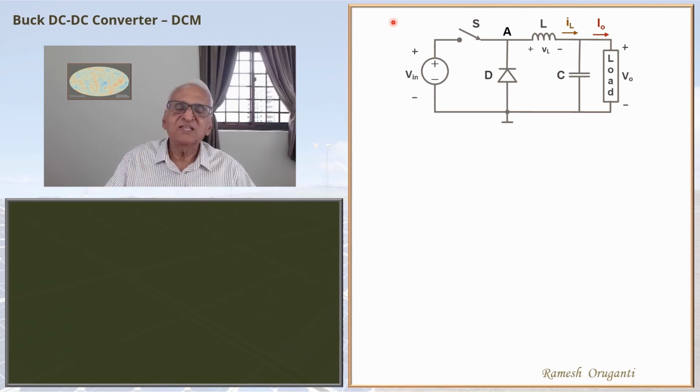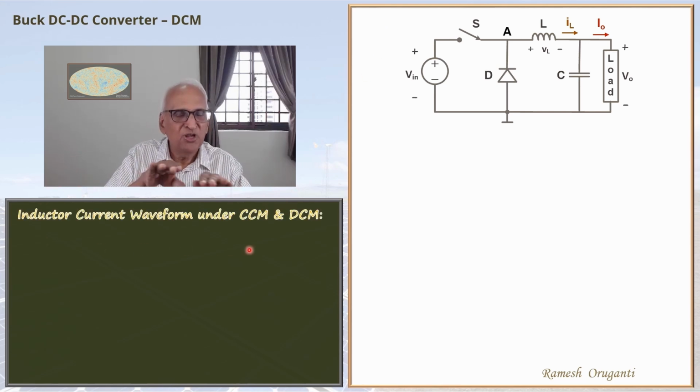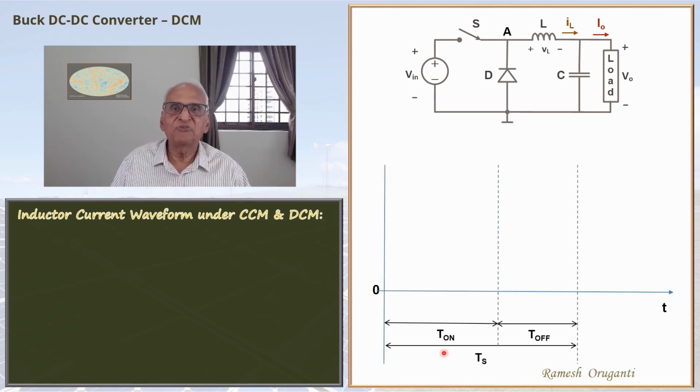It is not continuous in the sense that we are going to define. We will now see the inductor current waveform, how it will look under continuous conduction mode and discontinuous conduction mode, and see where the difference lies. As you are aware, the switch is switched on for T on interval, switched off for T off interval, and the period is Ts. We are assuming constant frequency of operation. The period Ts remains constant. The duty cycle is T on by Ts.